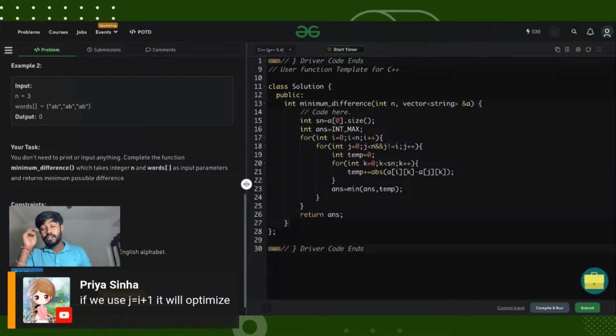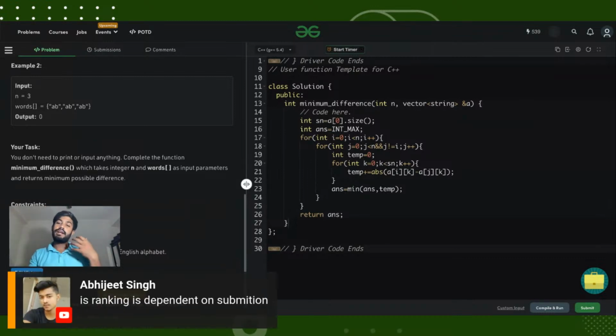Is ranking dependent on your solution? Absolutely. Most of the time, 99% of the time, the submission time matters in a particular online judge. This is how an online judge works, because an online judge can't really test the optimization level of your solution. So it judges you on the basis of the time rank. This is how coding in a contest and coding in an interview are different things.